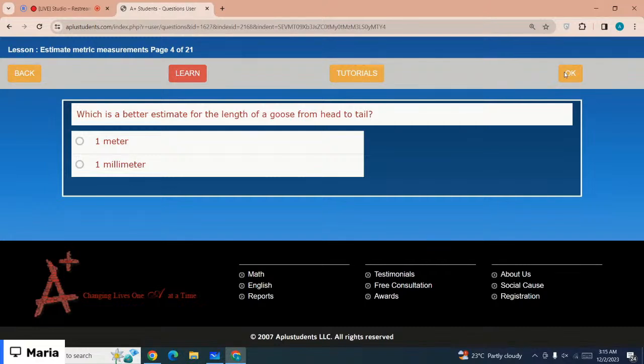Okay, the next one is which is a better estimate for the length of a goose from head to tail? Which is the correct option? We have to see that is the length of the goose, right? 1 meter or 1 millimeter? I think 1 millimeter is too small, right? It would be 1 meter. The correct option is 1 meter.